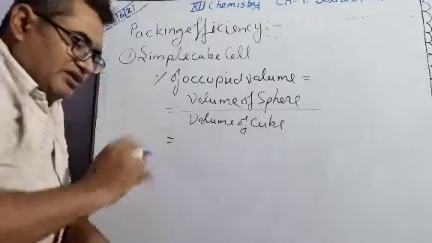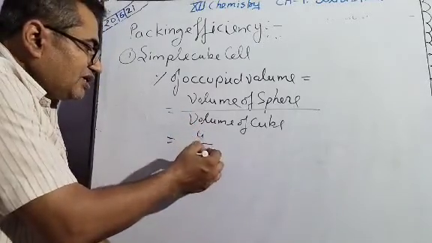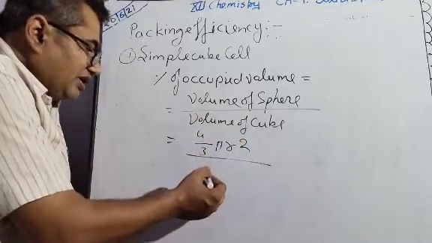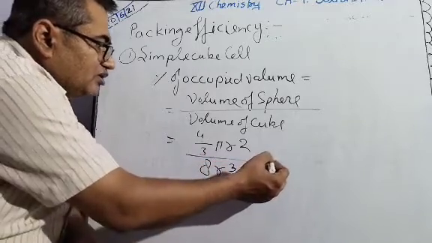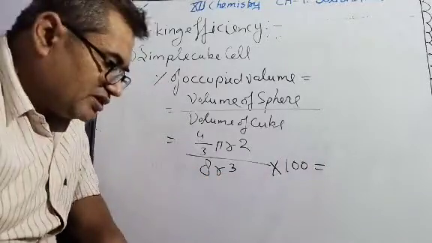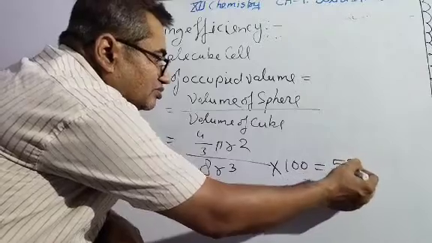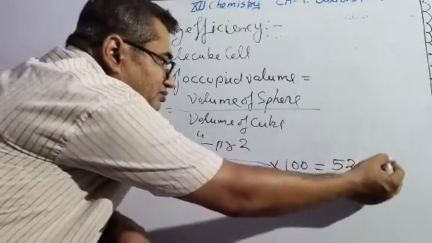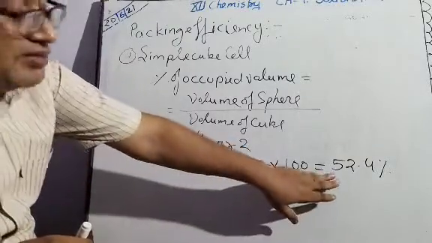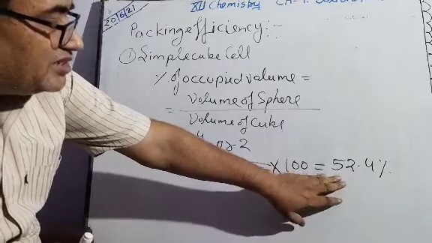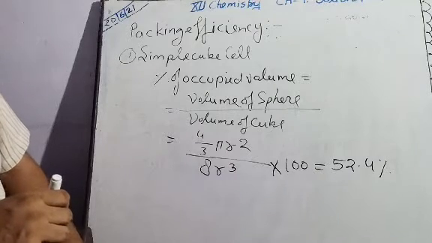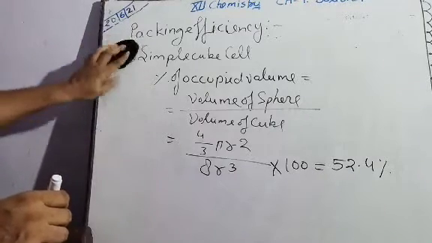So the formula is 4 upon 3 pi r cube upon 8 r cube, multiplied by 100, because we are finding out the percentage. So the percentage will be 52.4%. This is the packing efficiency. It means the remaining part is found when this 52.4 is subtracted from 100. Okay, this is the first type of packing efficiency.